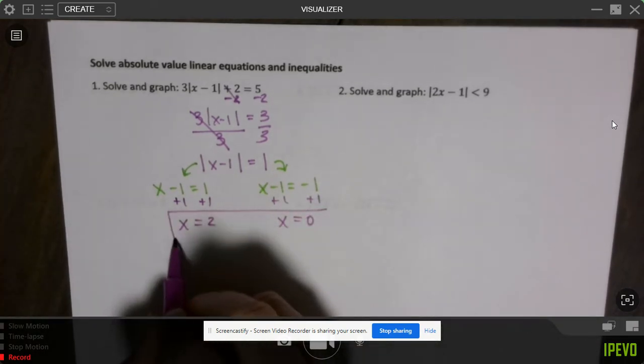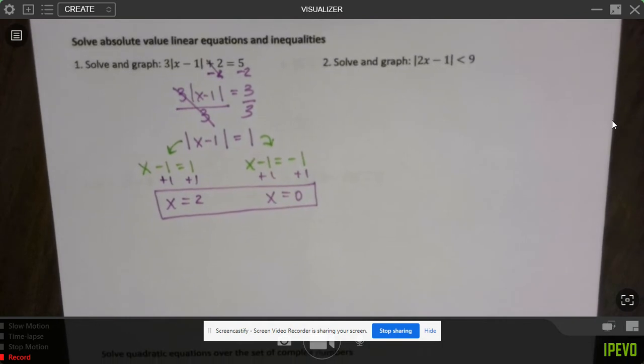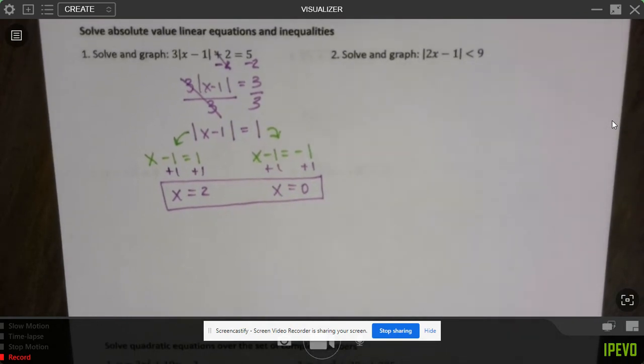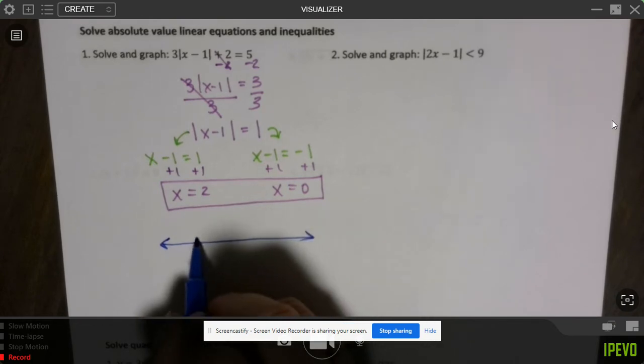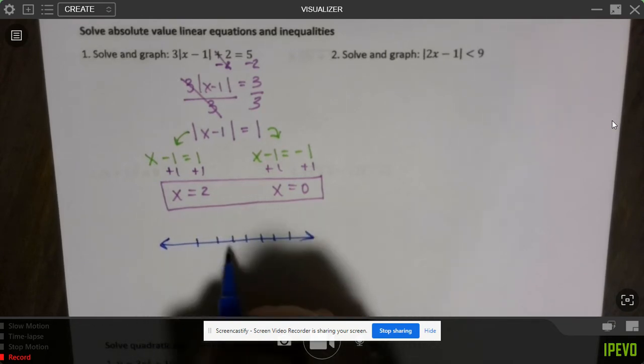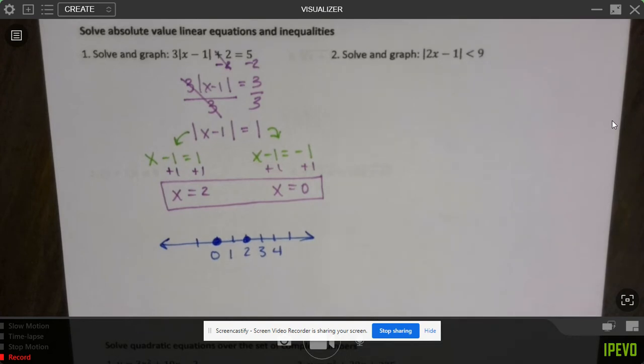We should always plug them in and check for extraneous solutions, or things that don't work, but take my word for it, these work. Now, the other thing we need to do is graph. And so on a number line, we're going to graph our solutions. Now, this is really easy for these because they're just equals. So they're just solid dots on the numbers 0 and 2.